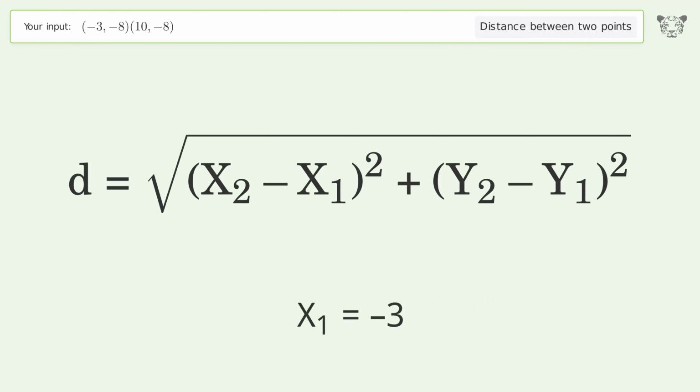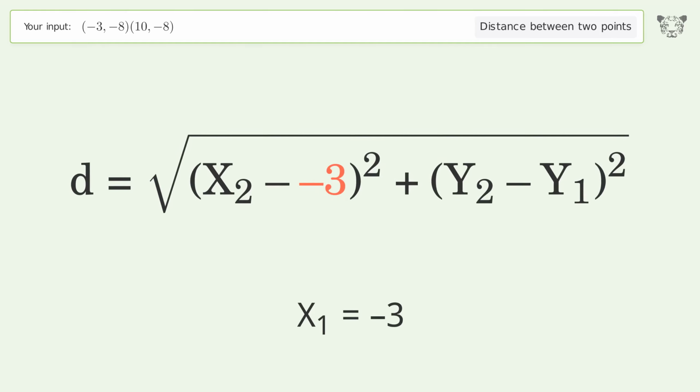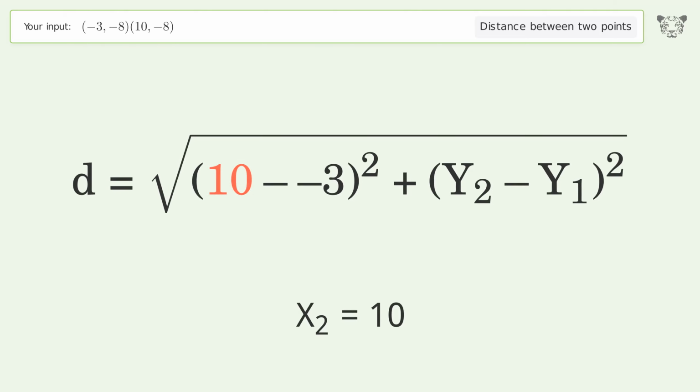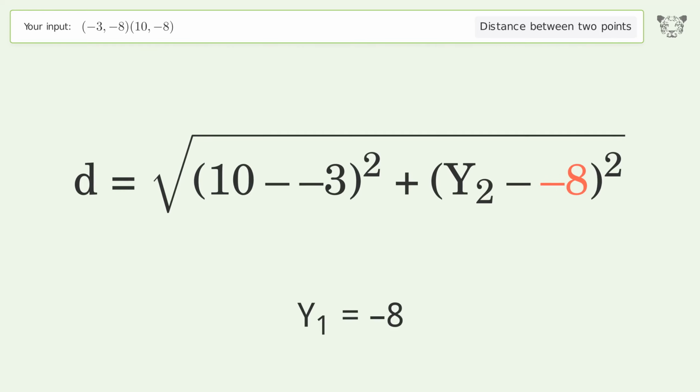x1 equals -3. x2 equals 10. y1 equals -8. y2 equals -8.